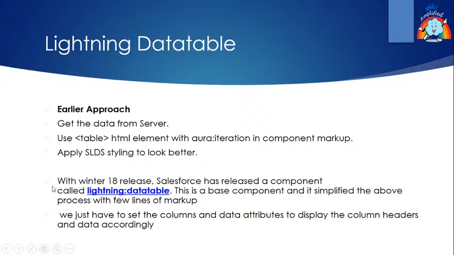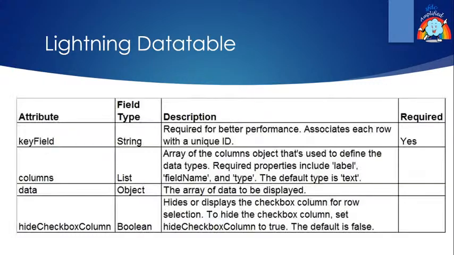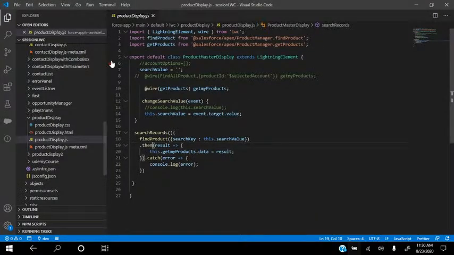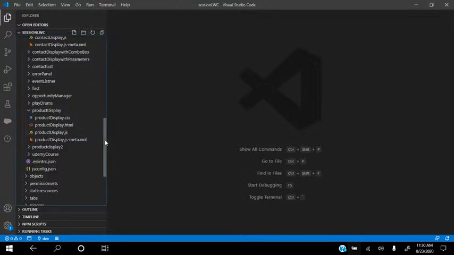But now Lightning data table has come into existence, released in the 18 release, and it is a base component that simplifies the process for us. We just have to set the columns and data attributes to display the columns, and we don't need to create a table, which we will check in a while. You can see that Lightning data table has the following attributes: key field, column, data, and hide column checkbox. To understand this not theoretically but practically, let's go here and open it side by side.